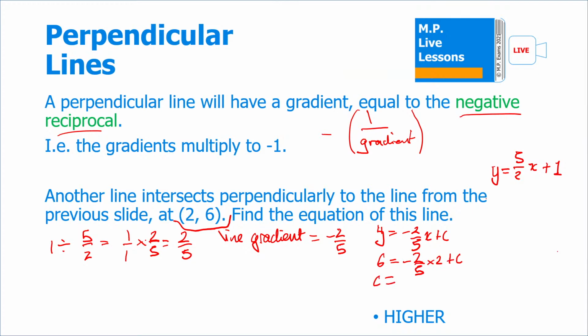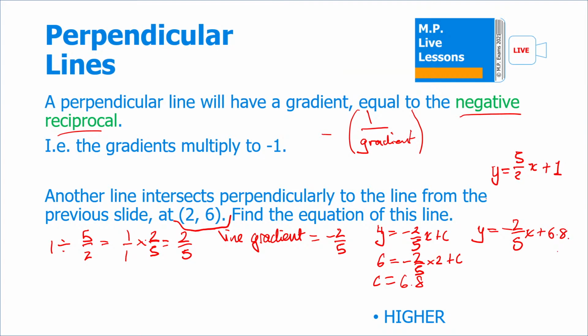And we eventually get c is equal to 6.8, or just 34 over 5. I'll just use a decimal. So in the end, our equation of the line is y equals minus 2 over 5x plus 6.8.